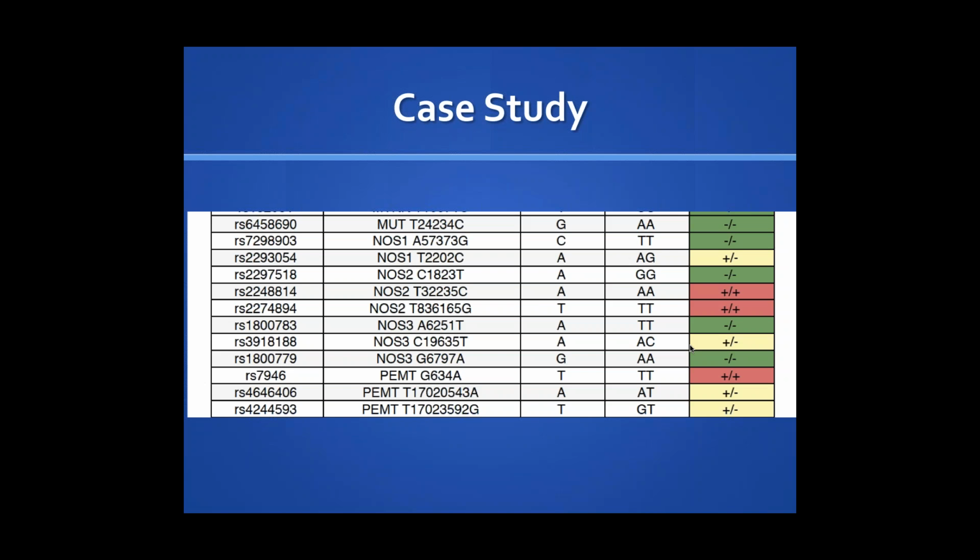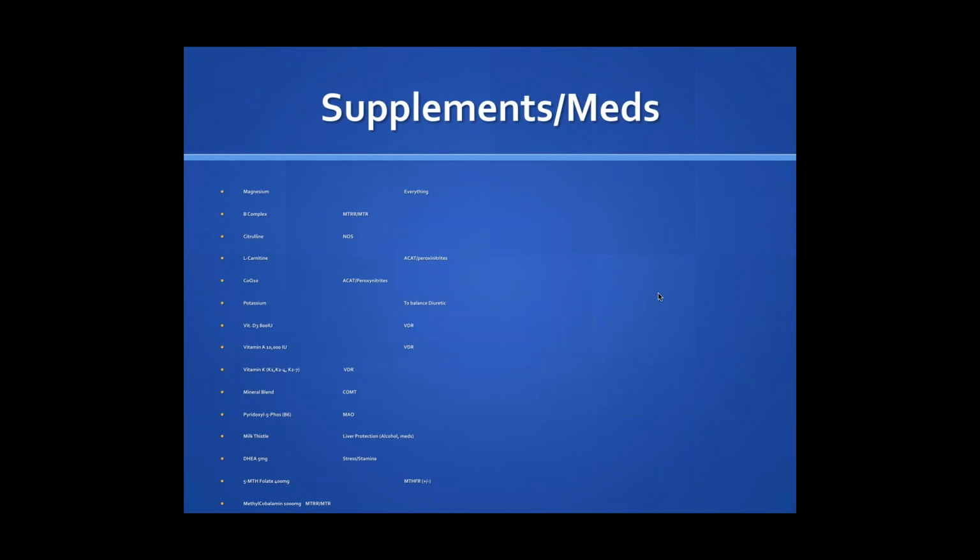You can see she has issues in the nitric oxide synthase pathways right here. Two big homozygous variants where she doesn't make nitric oxide synthase. So she didn't even make it in the first place. So using arginine and citrulline and some other nutrients really helped her make nitric oxide. These were her supplements.